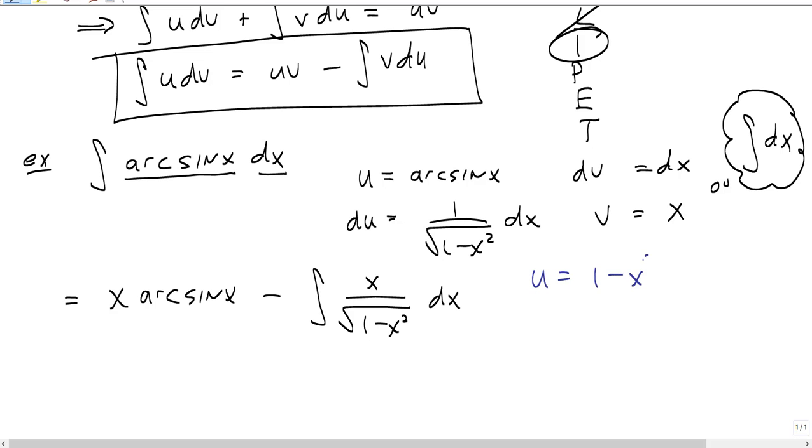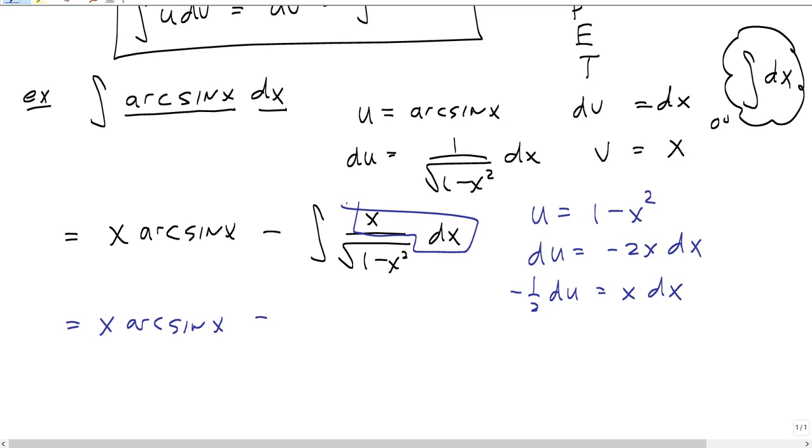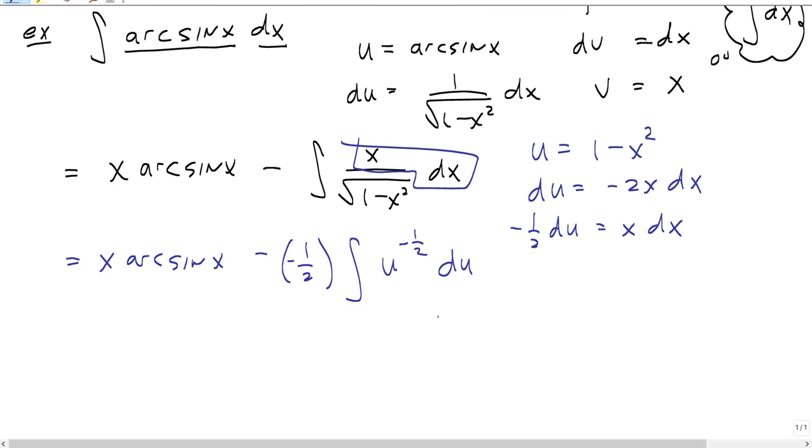u equals 1 minus x squared, du equals negative 2x dx. So we keep our x arc sine of x here, and then we subtract what? Negative 1/2 du is the x dx, which we have. And so I'm going to put that negative 1/2 out front, and we've got the du, and then that is 1 over square root of u, which is u to the negative 1/2 power.